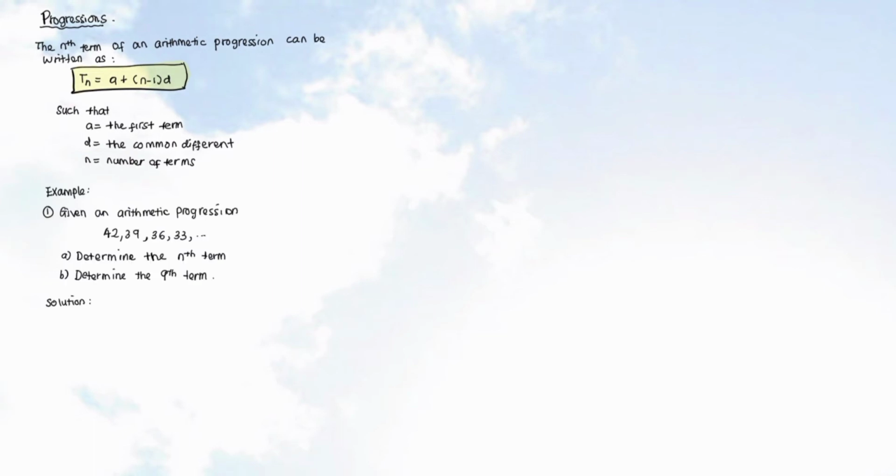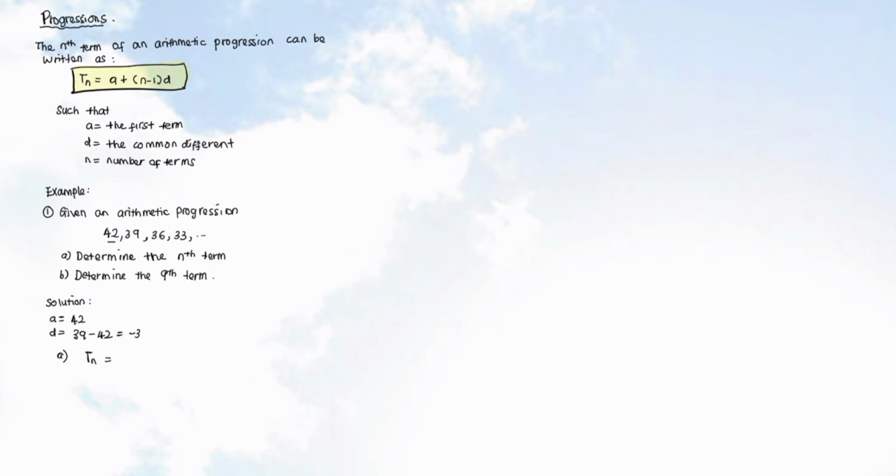Now I will show you additional examples on how to use the formula Tn we have learned just now in various situations. Question 1, given an arithmetic progression 42, 39, 36, 33, A, determine the nth term. First thing first, find the value of the first term. a is equal to 42. d is T2 minus T1, which is 39 minus 42, is equal to negative 3. So now we can answer the question.